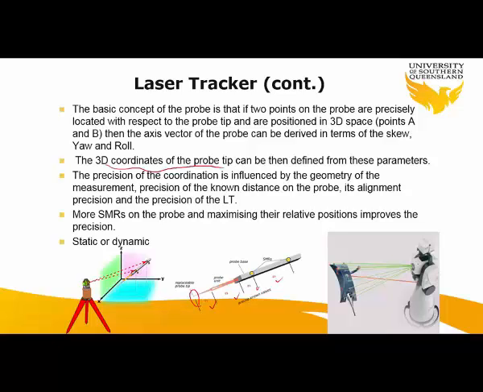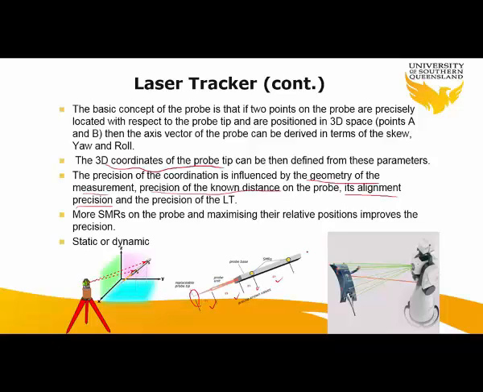It's very useful for points that you don't have line of sight to, as I said, but also the accuracy depends on the geometry of the measurement and the precision of the known distances on the probe. So if your probe is not calibrated and it's not really good, and these distances are not precisely measured, then the coordinates you get are obviously off, and don't have the precise accuracy you want. Also, it depends on its alignment precision and the precision of the laser tracker itself.